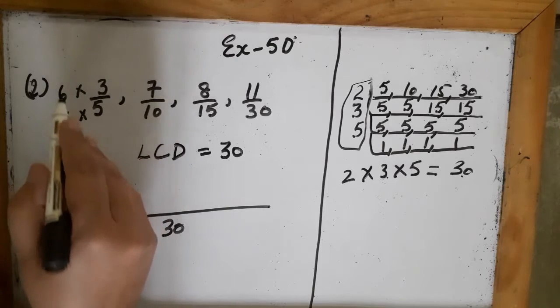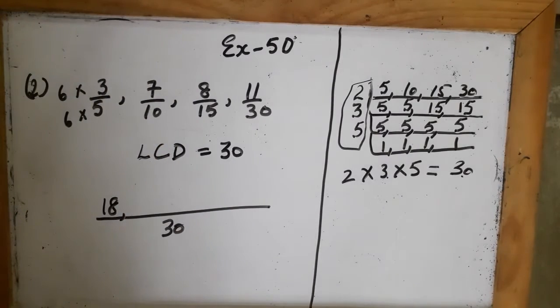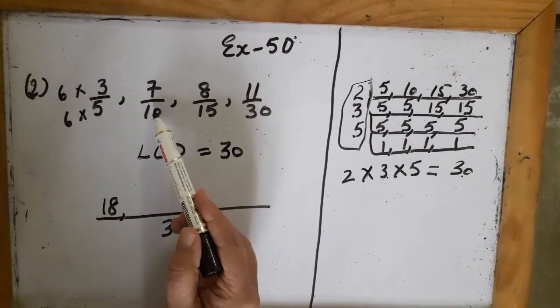So 3 6s are 18. So it means my first numerator will be 18. Now come to the next one.